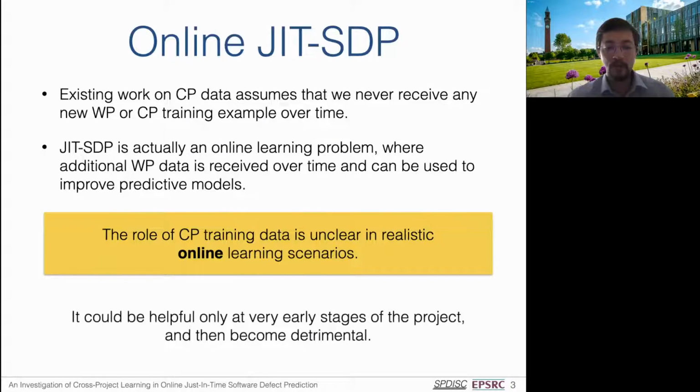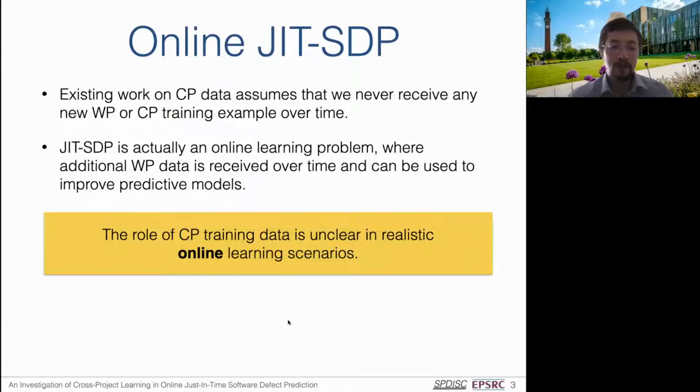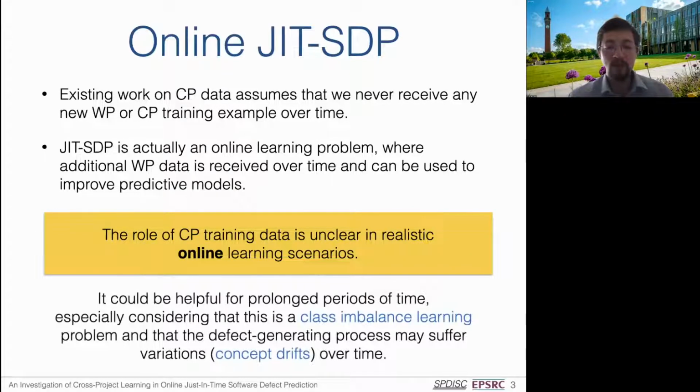It could be that cross-project training data are helpful only at the very early stages of the software project when we have very little within-project data, and then afterwards it becomes detrimental. Or it could be that cross-project data are helpful for prolonged periods of time, potentially improving predictive performance over within-project models. And this may be really the case, especially considering that this is a class imbalance learning problem that may suffer from concept drifts. These concept drifts are variations in the defect generating process that may hinder the predictive performance of the JIT-SDP models over time.